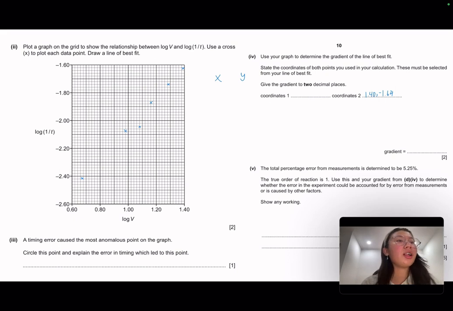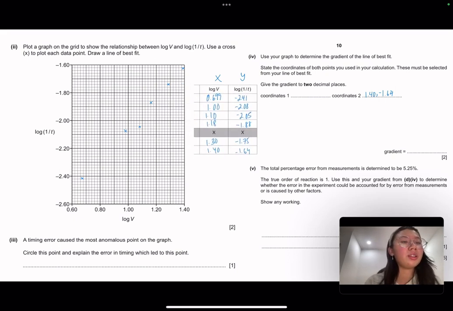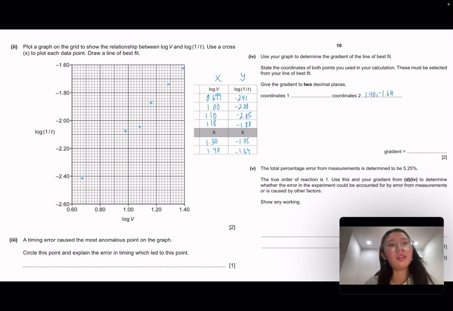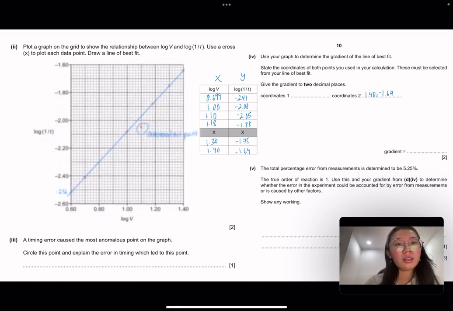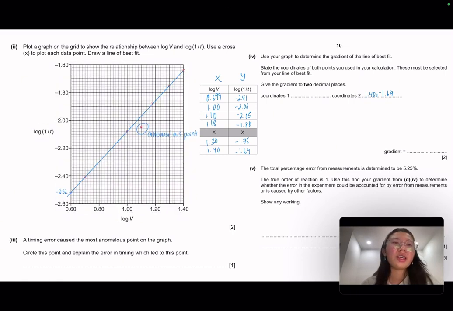And again, use the values you have obtained. The value of log v will be your x, and your log 1 over t would be your y. Okay, and there you go, it's fixed. So that is the line of best fit. Make sure to draw it correctly, because usually they'll ask for the gradient.